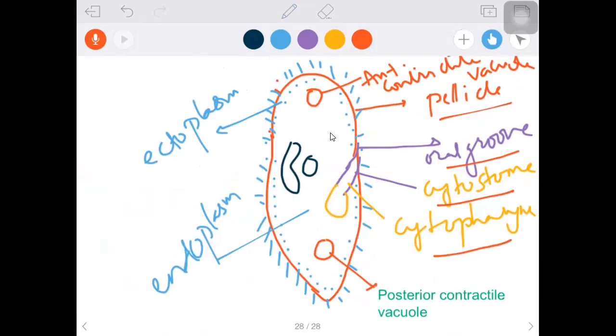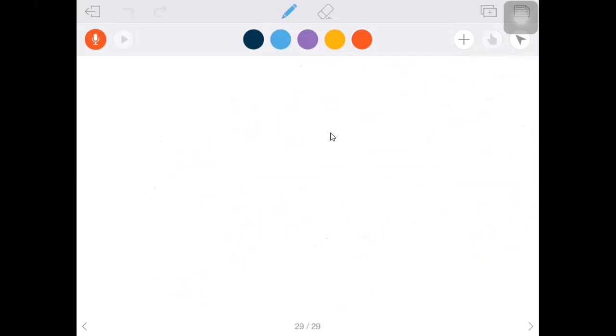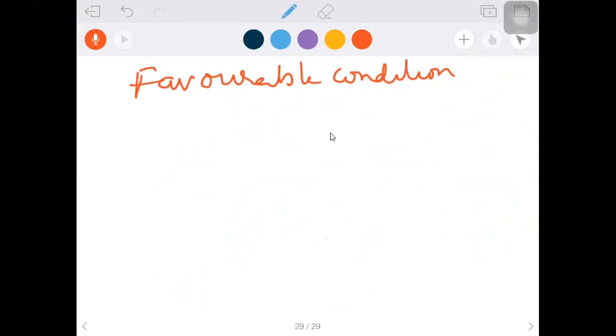These are enough actually: anterior contractile vacuole, posterior contractile vacuole, the body covered by pellicle that contains cilia, the outer ectoplasm and inner endoplasm. Then the two nuclei, the macronucleus and micronucleus. So let's start the paramecium binary fission again. What we said earlier is that paramecium binary fission occurs in favorable condition. Binary fission is the process which generally occurs in favorable condition.